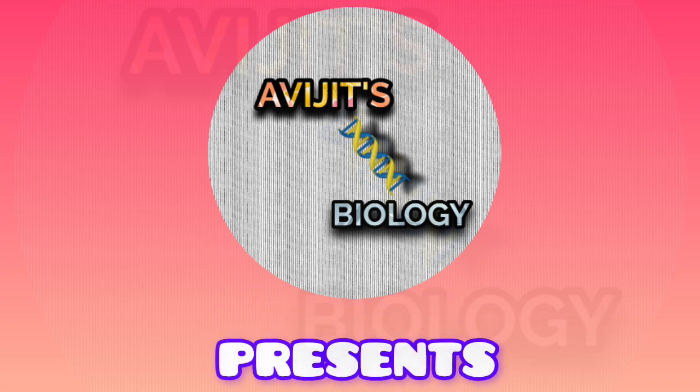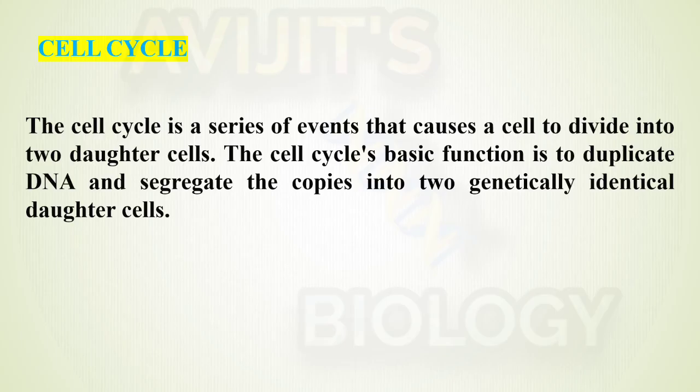In this video, I am going to discuss the cell cycle. So, what is the cell cycle? Basically, the cell cycle is a series of events that causes a cell to divide into two daughter cells. The cell cycle's basic function is to duplicate DNA and segregate the copies into two genetically identical daughter cells. What happens to a cell before division and at the time of division is involved in the cell cycle.